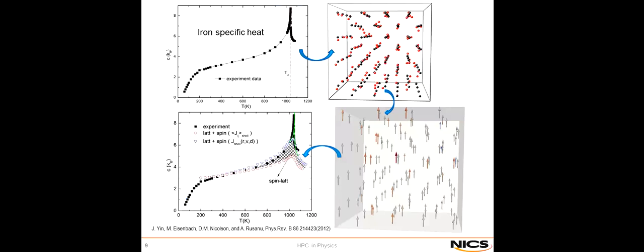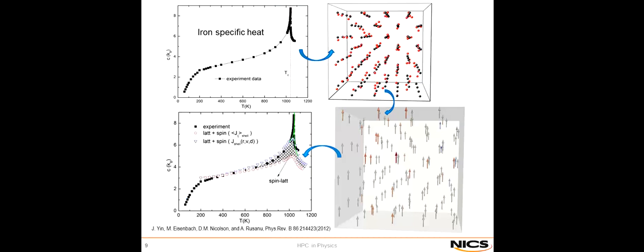Okay, here are some results for iron. We know iron is a magnetic material, so we can apply the previously mentioned code to study iron. So how do you do that? We know the basic theory. The code is there. It's based on that.